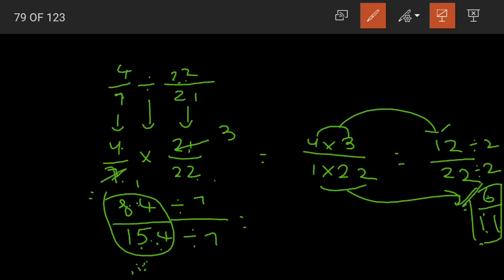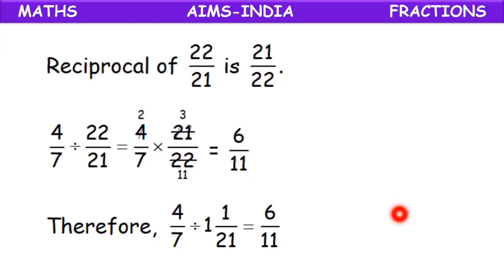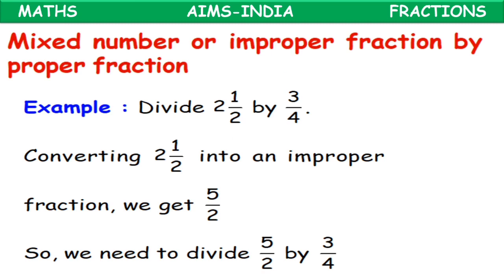Or simply here we have 4 ones are 4, 4 threes are 12, and even here we have 2 twos are 4 and 2 elevens are 22. So what are we left with? 2 into 3 is 6, 1 into 11 is 11. Yes, children, so this is how you can solve. What is the final answer? 6 by 11 is our final answer.